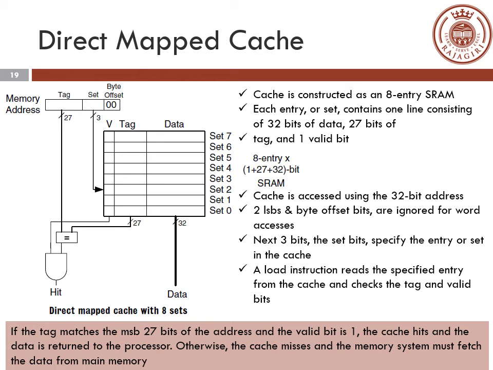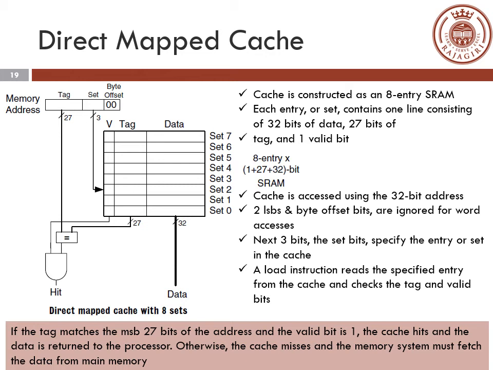Okay, so I'll just repeat it. You have an 8 entry SRAM cache starting from set 0 to set 7. 8 sets are there, and this is how the data has been arranged. Along with the 32-bit data, there is a 27-bit tag, which is the address tag coming from the main memory, as well as the valid bit, a single bit.